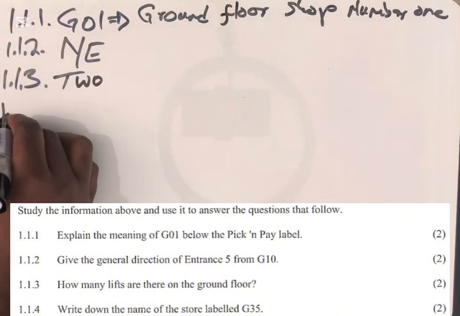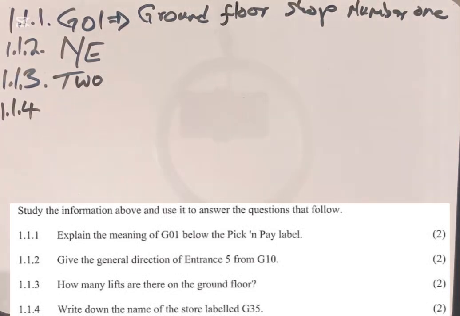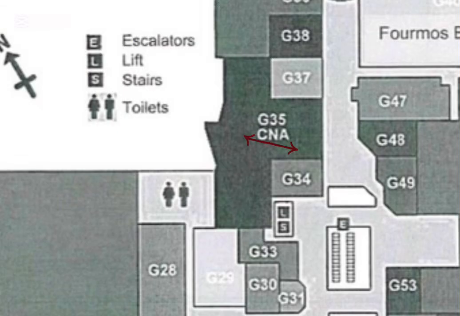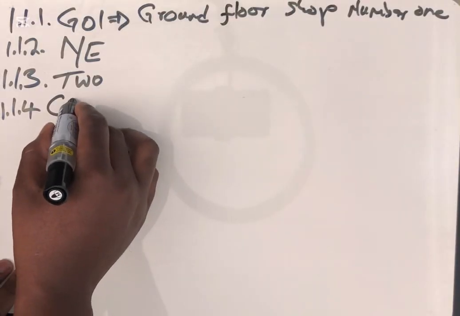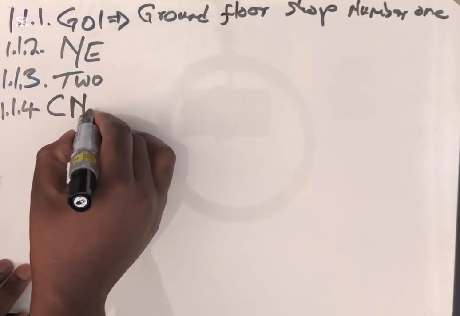We move to 1.1.4. Write down the name of the store labeled G35. When we go to G35, we can see that we are having the CNA there. That is the name of the shop. CNA.